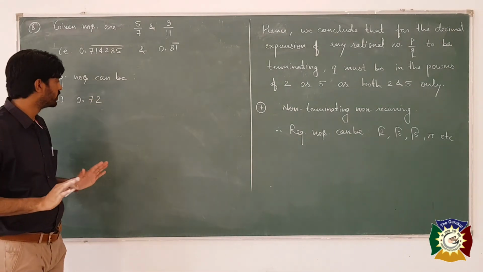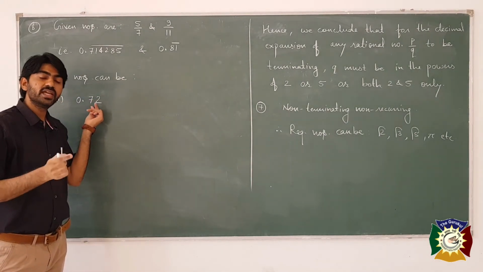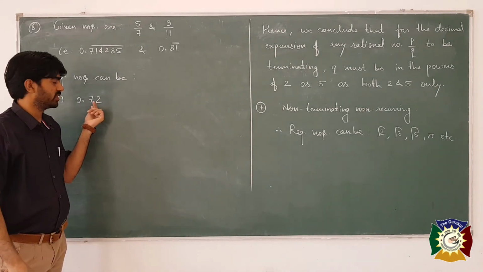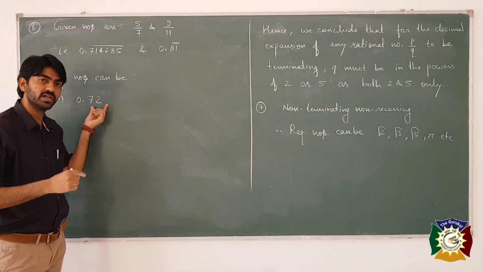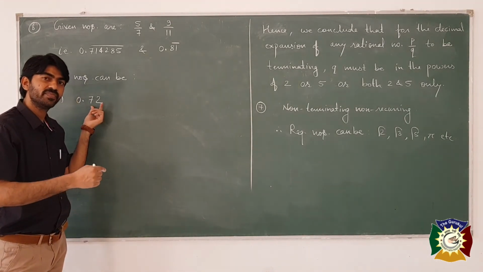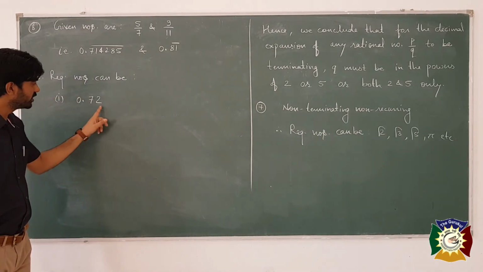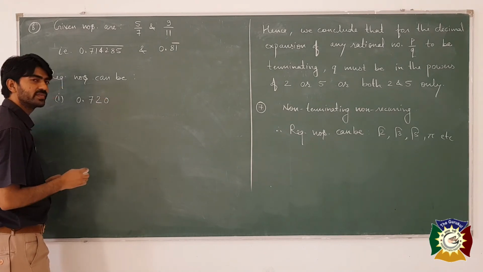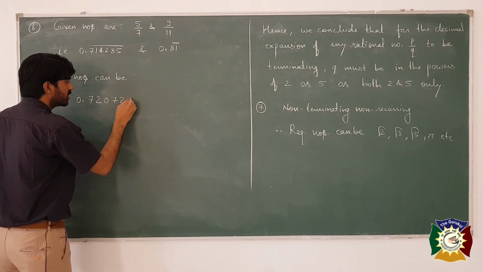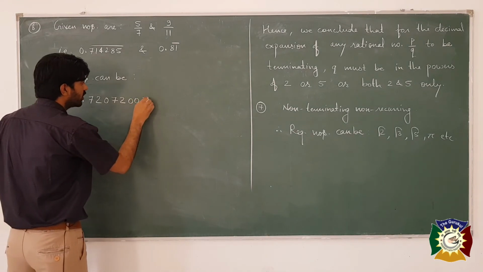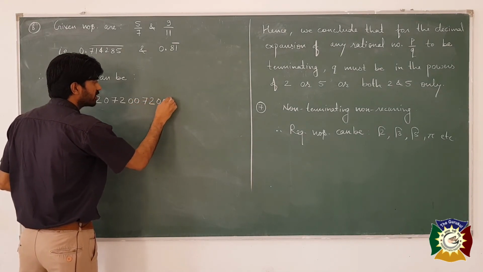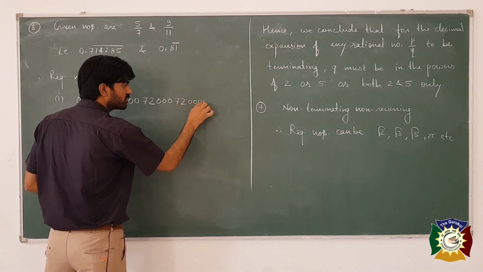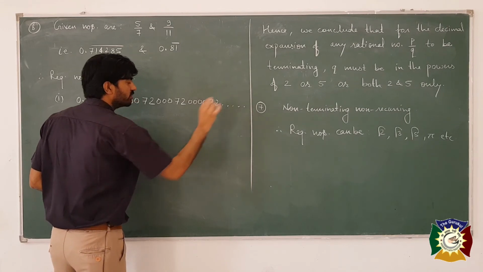0.72. Now I have to make a number which is non-terminating, non-repeating, because we want an irrational number. For that we will make a number which is non-terminating, non-repeating. So 72, now I will take any one digit. I am taking 0 here. Again 72, now I am putting two zeros. Now 72, again, now I am taking three zeros. 72, now I am taking four zeros, and 72 and so on.